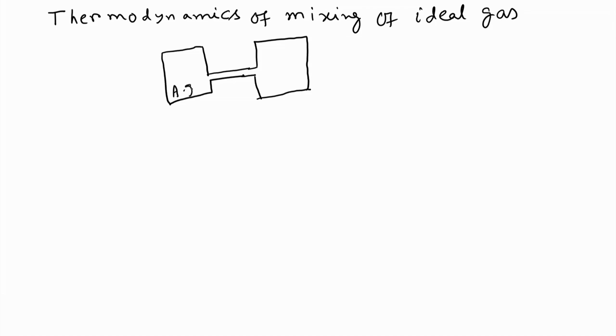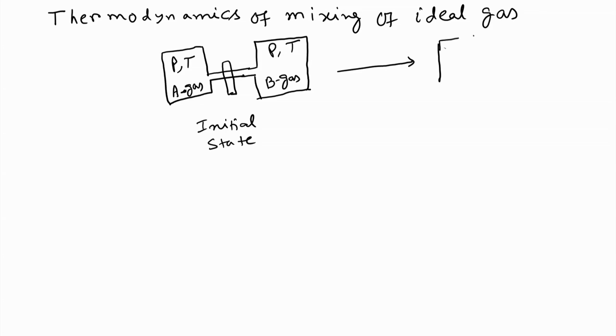Okay, so we have gas A in the left hand side container and gas B in the right hand side container, and there is a stopcock, and the pressure and temperature of the left hand side container are P and T, and here also P and T. This is our initial state. If we remove the stopcock, we get this: the gas molecules will mix with each other, so both A gas and B gas are here.